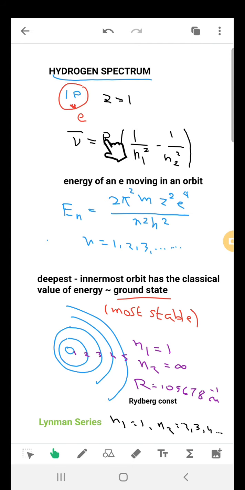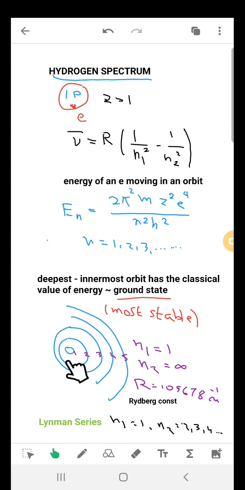Here R is the Rydberg's constant, and the energy of an electron moving in the orbit has been found to be of this value. These are the different energy levels. If this is the nucleus, these are the different energy levels, and the deepest one, n equal to 1, corresponds to the ground state, which is the most stable.